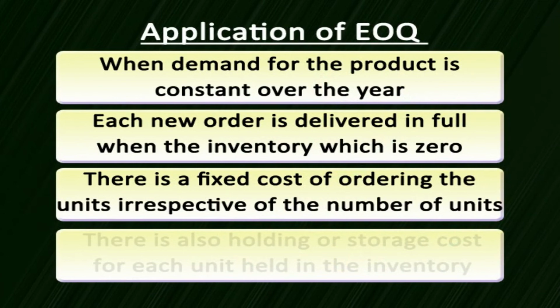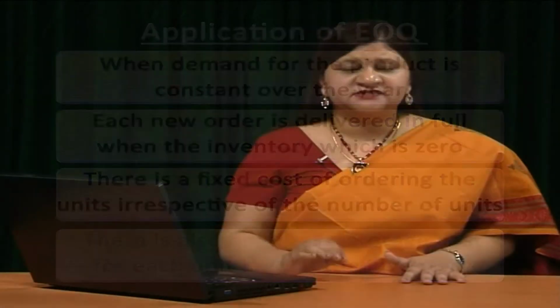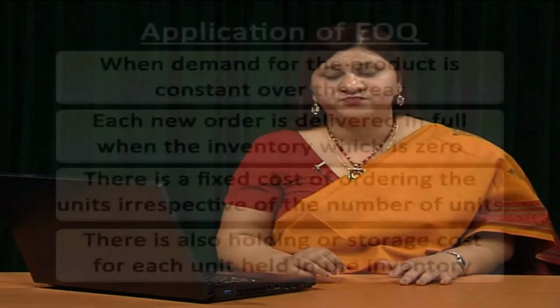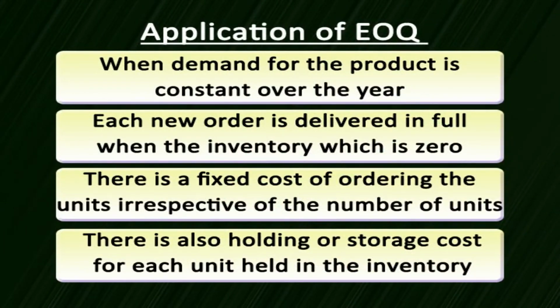That means that entire unit will come as such. Third one is that there is a fixed cost of ordering the units irrespective of the number of units. That means whether we are buying 10 units of microwave or 2 units, the fixed hire charges which we are paying to the truck driver will remain fixed as per the distance we can assume in our example. Next one is that there is also holding or storage cost for each unit held in the inventory.